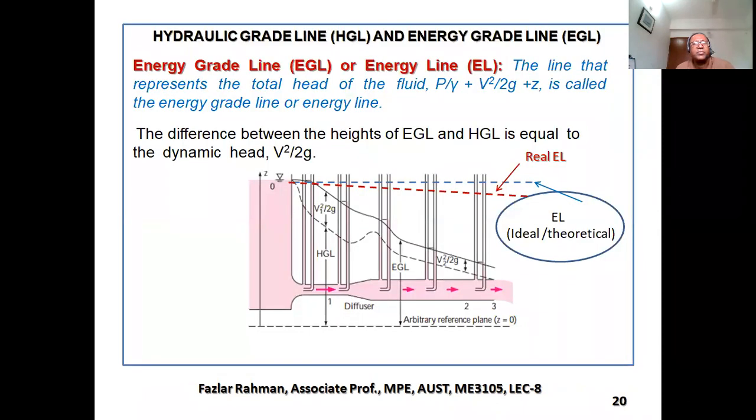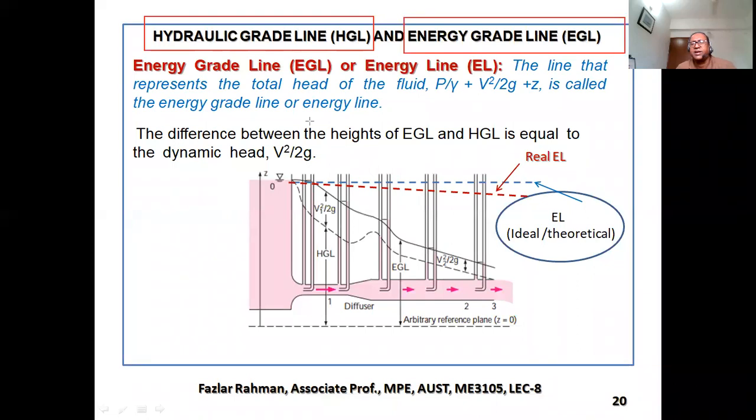So what is that graph? There are two things we use in the pipeline system. Number one is called hydraulic grade line. The other one is called energy grade line. The energy grade line is sometimes called EGL or energy line, and the hydraulic grade line is called HGL. So what is the hydraulic grade line?